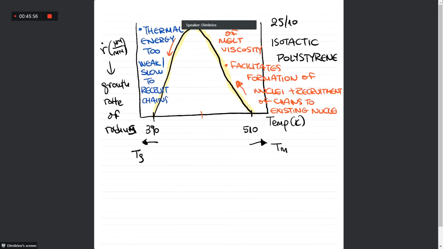where when we start from higher temperature, we increase the melt viscosity, and because the melt viscosity is increased, the chains don't move as fast, so it's easier for the polymer to form nuclei and recruit chains to the nuclei. But then when the thermal energy is too weak, the chains don't move enough to be attached to existing nuclei. So the growth rate falls significantly when we move away from this maximum temperature, and in this region we approach the glass temperature.